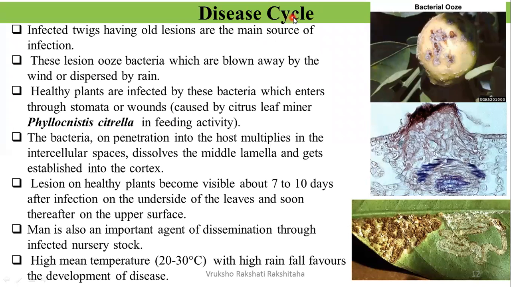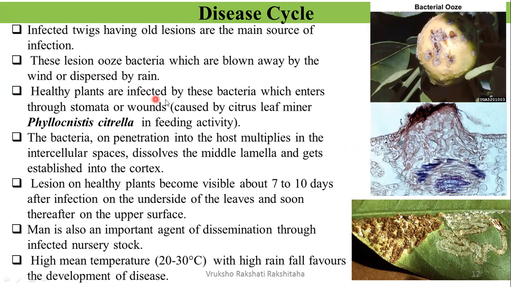Let us now look into disease cycle. The infected twigs, which have got the older lesions, are a main source of infection. Now these lesions ooze the bacteria, and this bacteria are blown away by the wind or they may be dispersed by the rain. So here you can see the bacterial ooze occurring on the fruits.